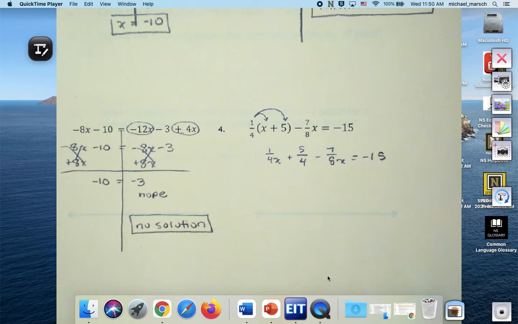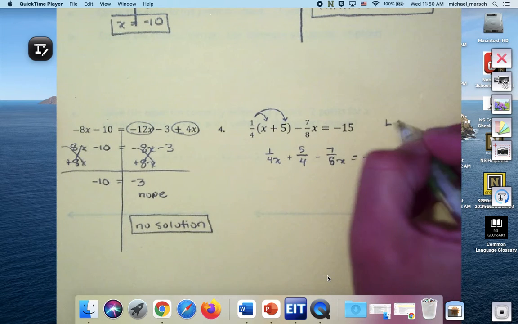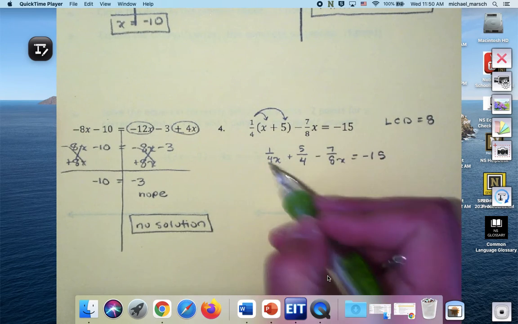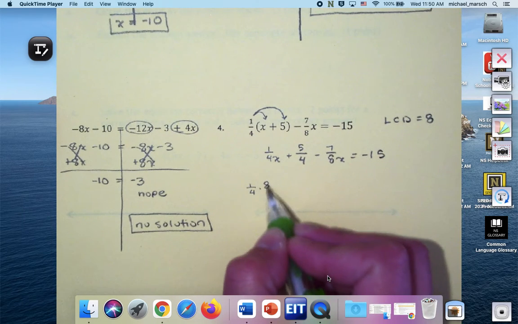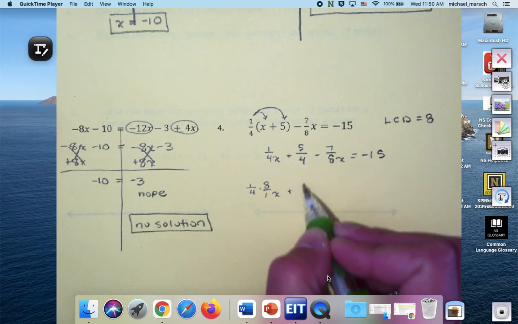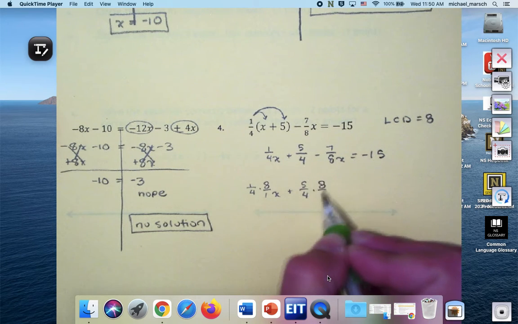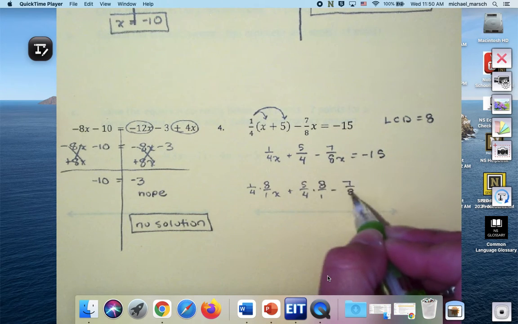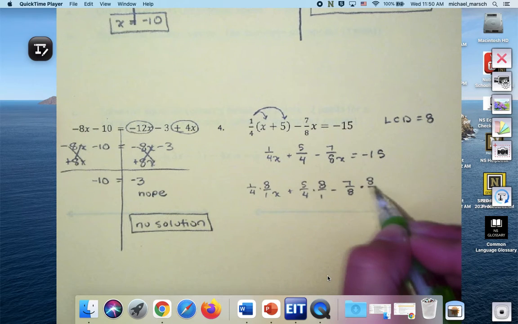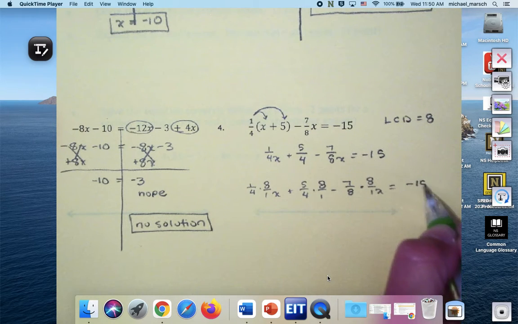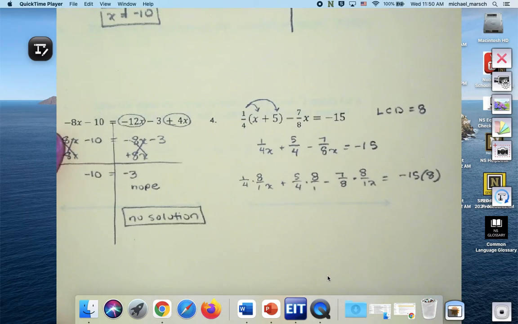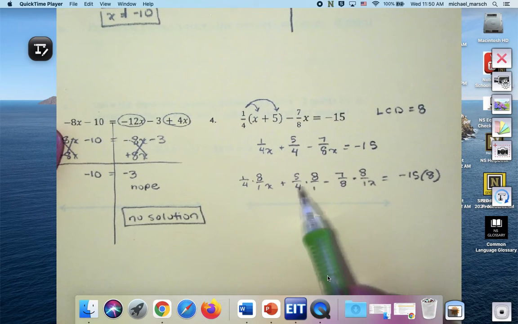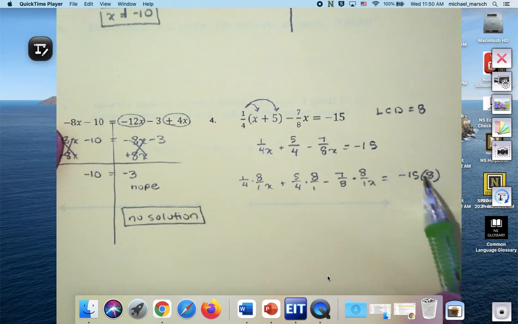I'm going to clear my fractions. What is my least common denominator? 8, because 4 goes into 8, and 8 can go into 8. So everything gets multiplied times 8. Even this negative 15. Don't forget that guy over there by themselves. So I have this term, this term, this term, and that term.